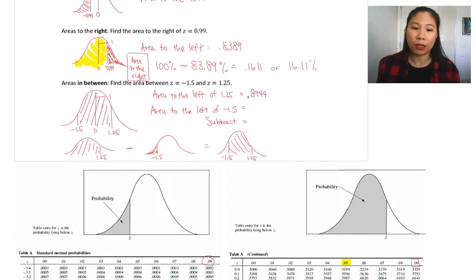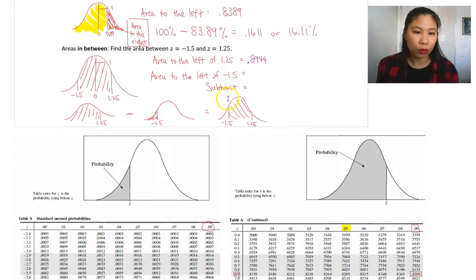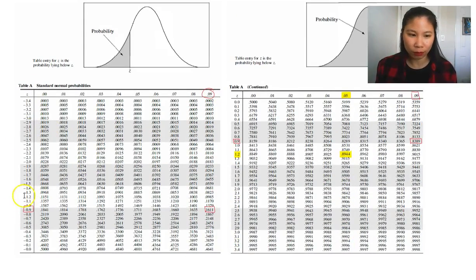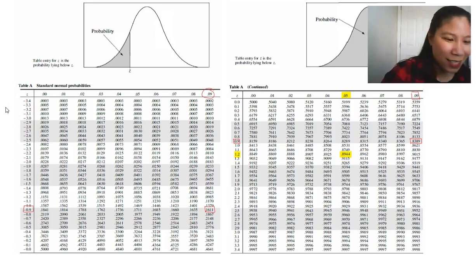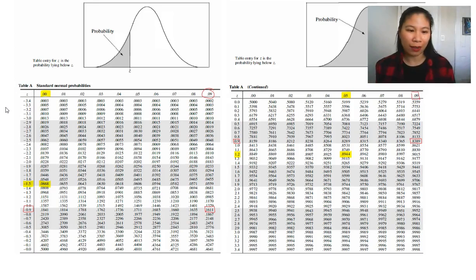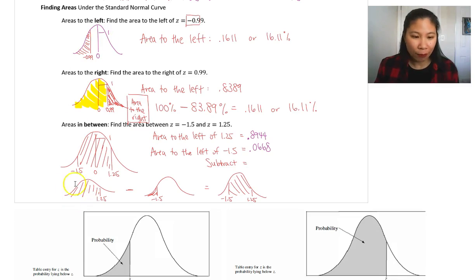Then I'm going to find the area to the left of a z-score of negative 1.5. This time I'm on the negative table, because negative 1.5. Negative 1.5 only has one decimal place, so that means my second decimal place is technically a 0. So negative 1.50 will get me the area of 0.0668 to the left. So I have found the area to the left of 1.25, and then I found the area to the left of negative 1.5. Subtracting these two numbers will find me the area that's in the middle, in between.